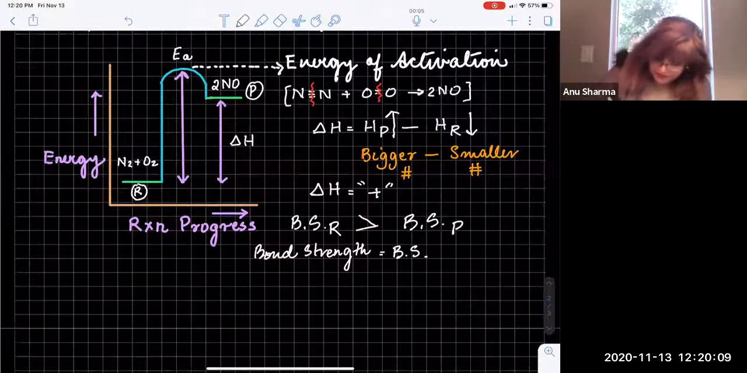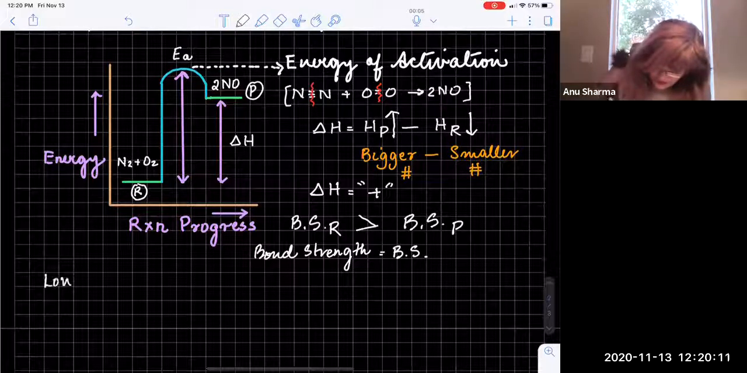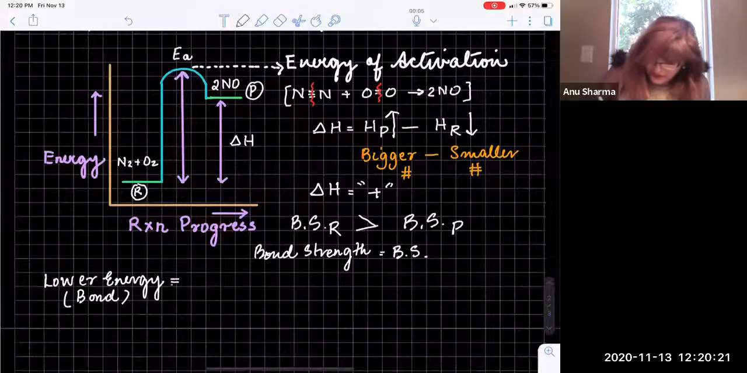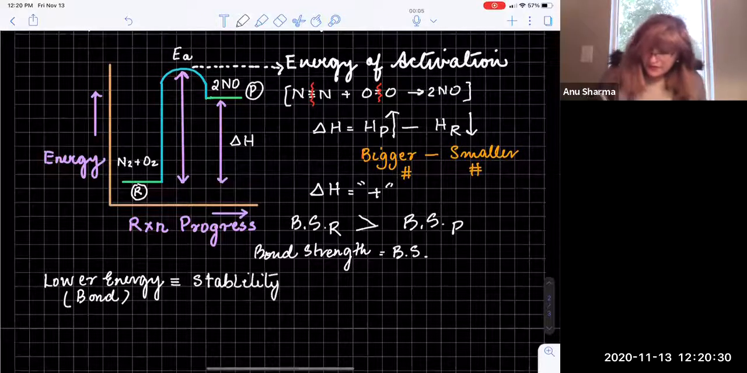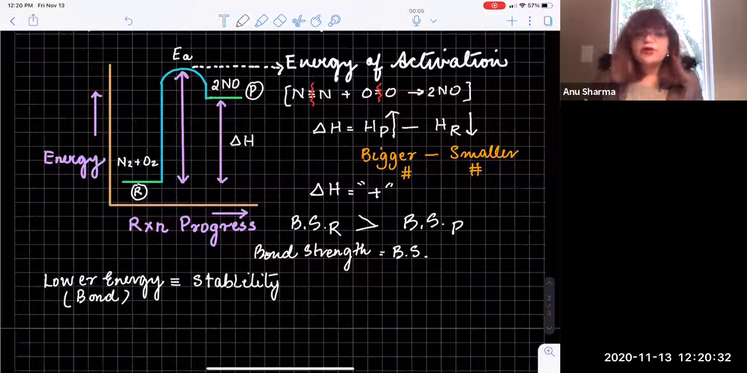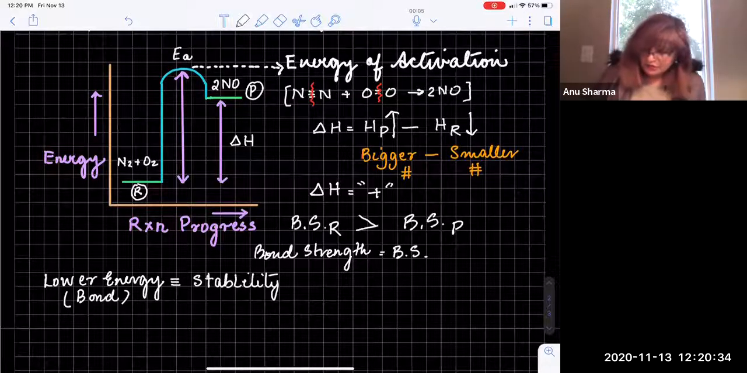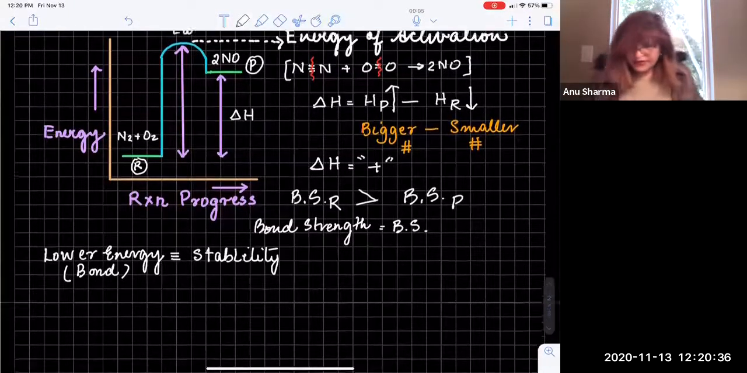So let me just write this here. Lower energy in the bonds, or you can say lower bond energy, equates to stability, and vice versa. If it's a higher bond energy, less stable. So this is one thing. Now let's do a calculation.